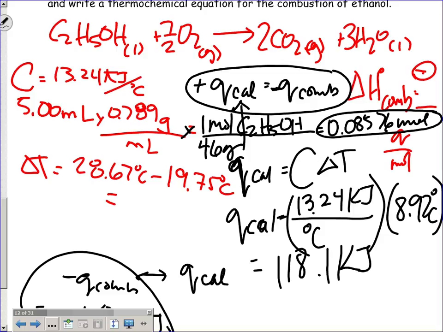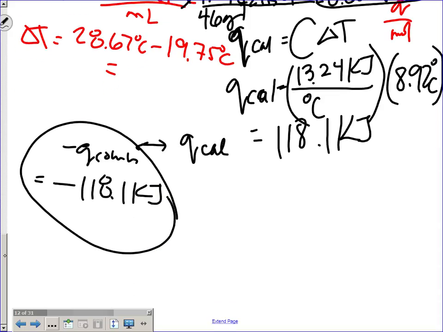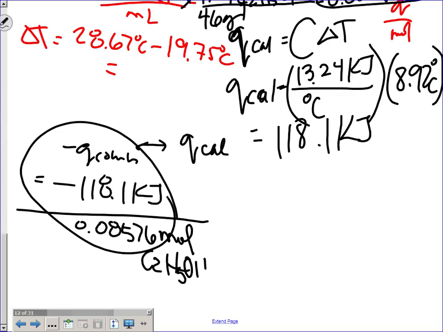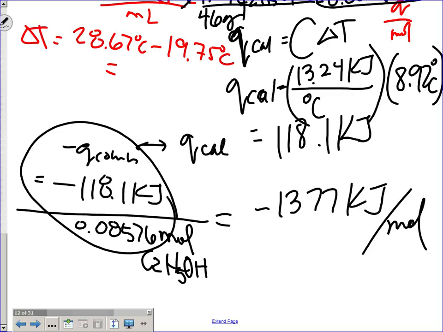To find delta H, Q over moles. So I've got my Q of negative 118.1 kilojoules. Got my moles. I just need to divide, and I have my delta H. So taking that number down here to my other work, divide by 0.08576 moles of ethanol. And I get my delta H of combustion, drum roll, negative 1377 kilojoules per mole. That's a lot of energy! Holy cow! But remember, it's kilojoules, so that's even bigger in joules.